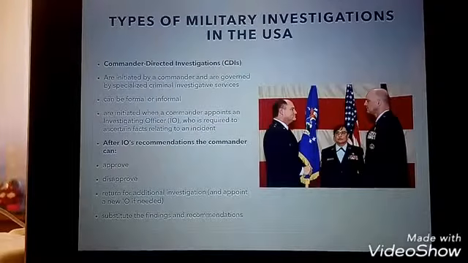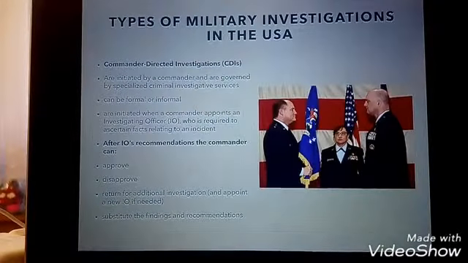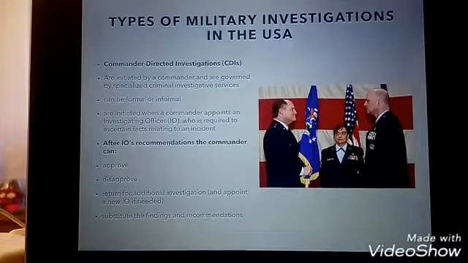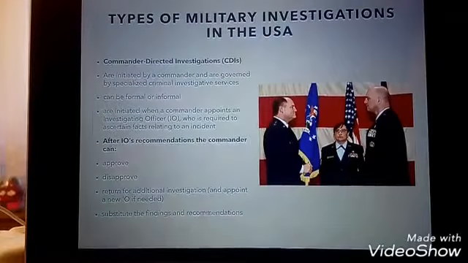The investigating officer then issues a report of investigation containing findings and recommendations, after which the commander can approve, disapprove, return for additional investigation, and appoint a new investigating officer if needed, or substitute the findings and recommendations.